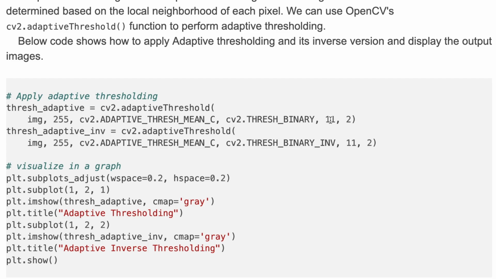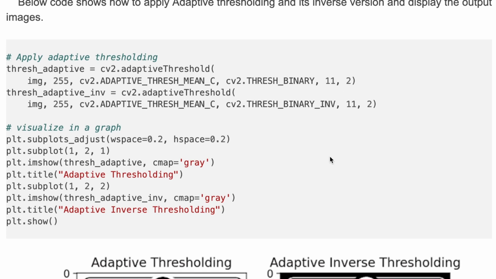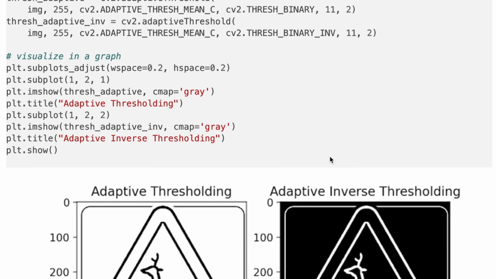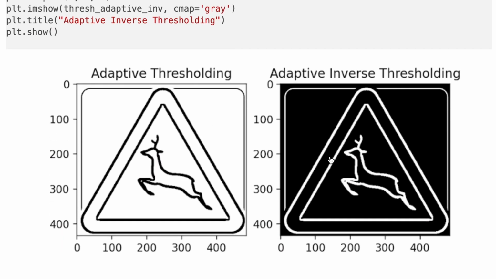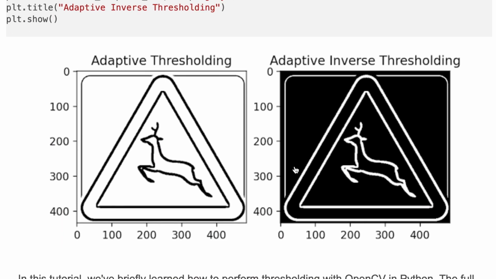The next parameter is the block size, the size of the neighborhood area used to calculate the threshold. It must be an odd number. And the last one is C, a constant subtracted from the mean or weighted sum of the neighborhood values. And we visualize the output in a graph. Here is adaptive thresholding and its inverse form.